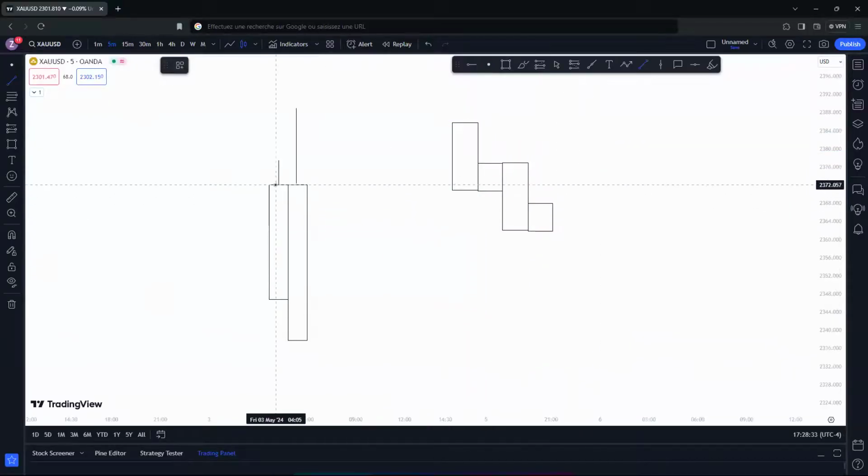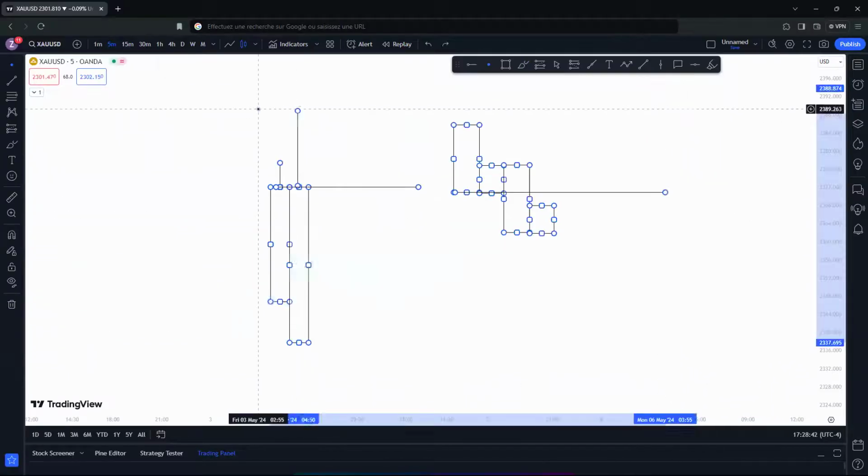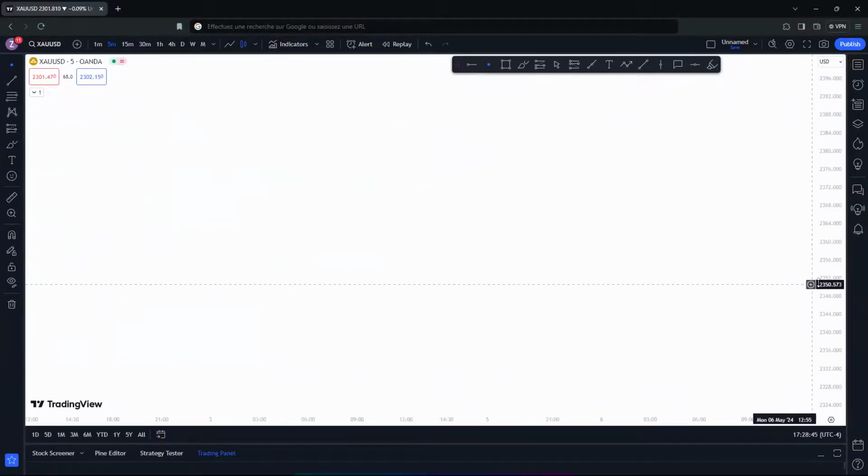Okay, so that's one, and that is your gap. Sorry, that is your BO. Okay, A level breakout. That's also a valid setup.